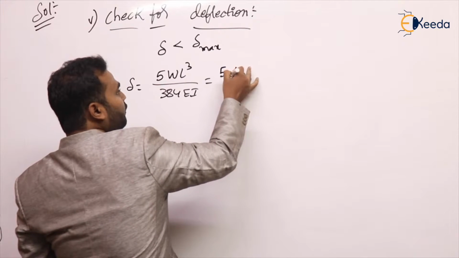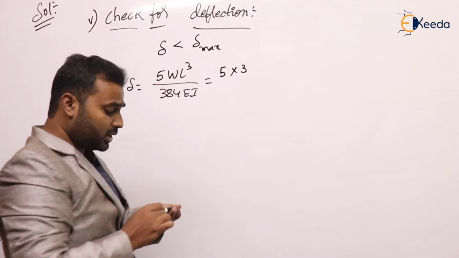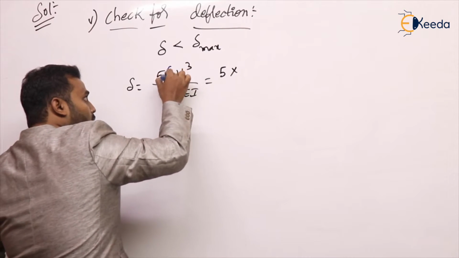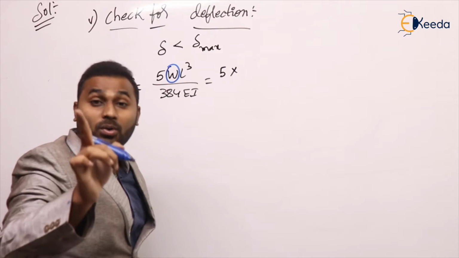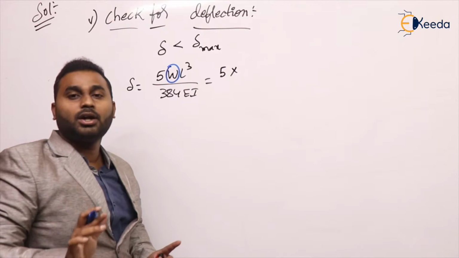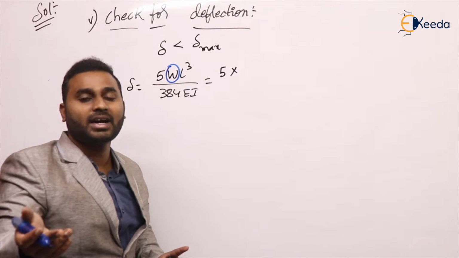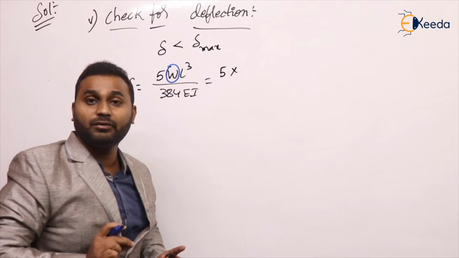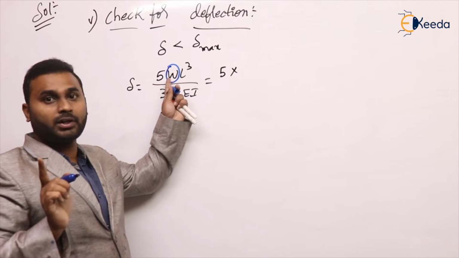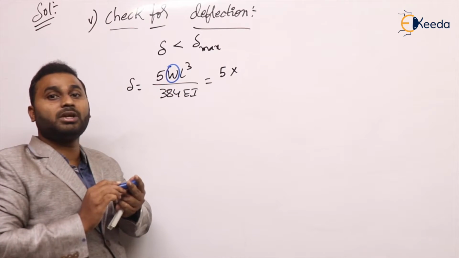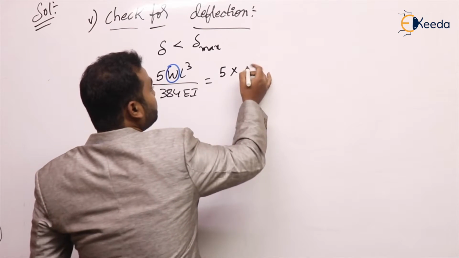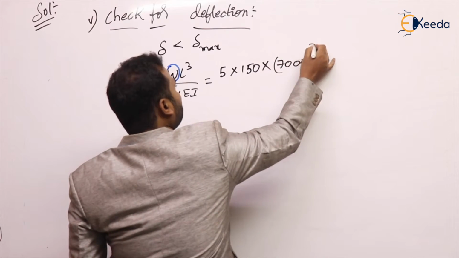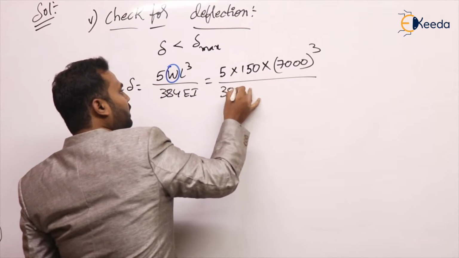Now here one more important concept to be remembered: the load to be considered is the live load only, not the total load, and that too without factorization, without multiplying that load with the partial factor of safety for load. We need to consider W, and that too the live load. That is a provision mentioned in the code. It means 5 into 150 into 7000 cube by 384, and E.